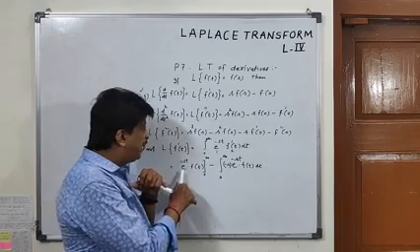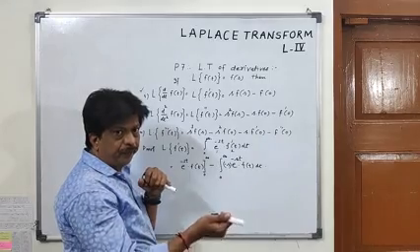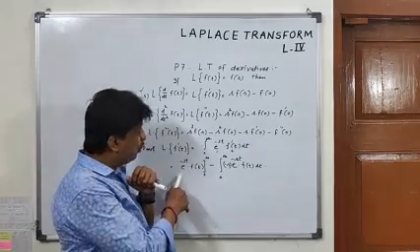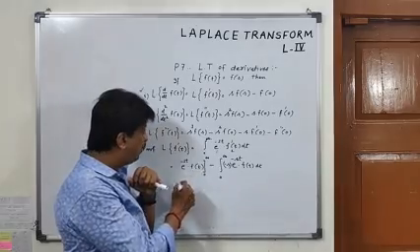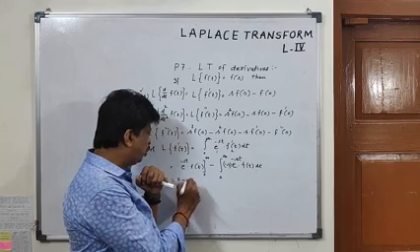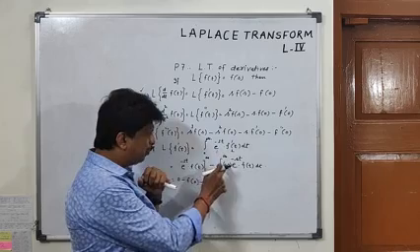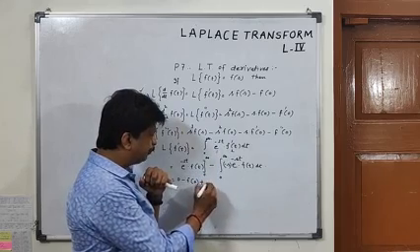For the upper limit, e raised to power minus infinity is 0. For the lower limit, e raised to power 0 is 1 into f of 0. So for the upper limit it is 0, minus 1 into f of 0, minus. Minus minus becomes plus.